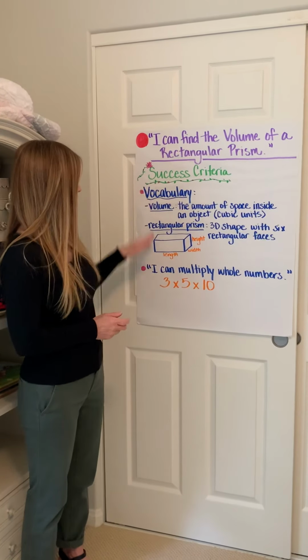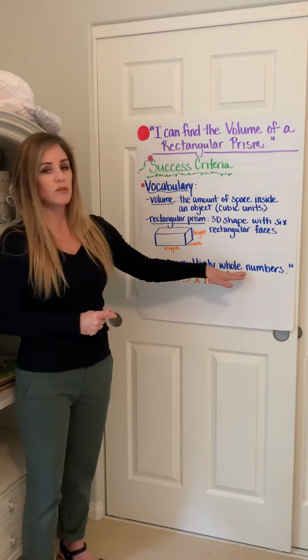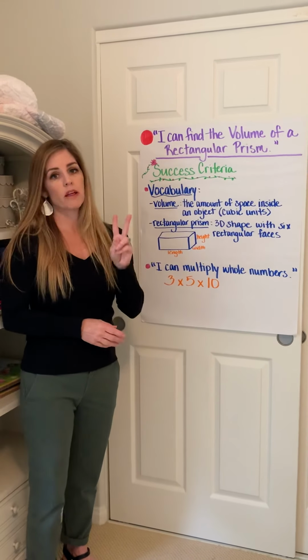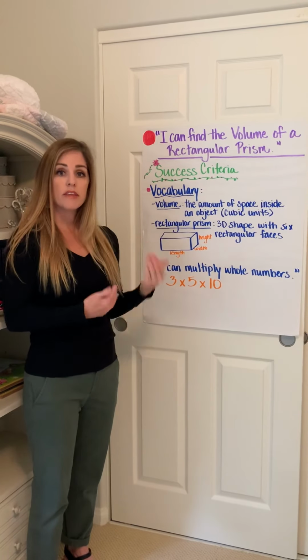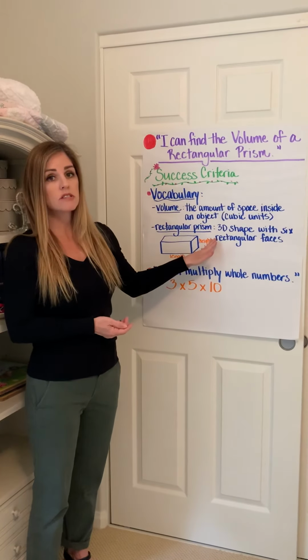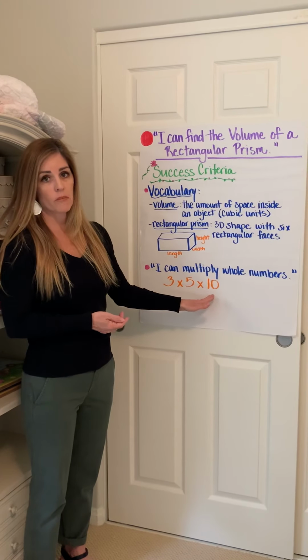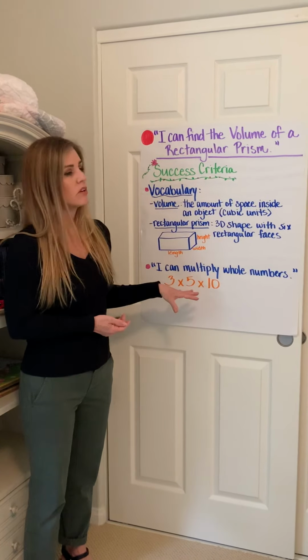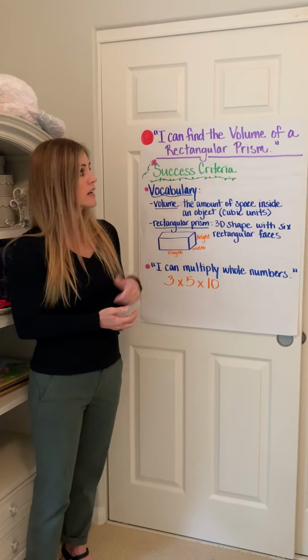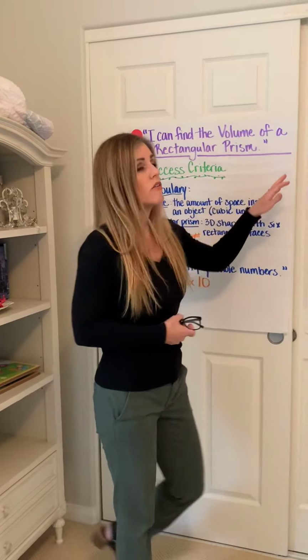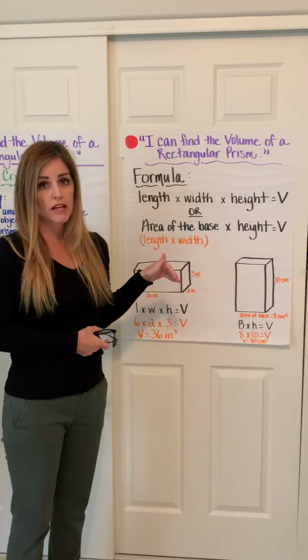All right, the other skill that we need to be able to do today is I can multiply whole numbers. We have been doing that. We've mainly been multiplying 2 whole numbers. This time with 3 dimensions, we're going to be multiplying sometimes 3 whole numbers. Okay, so now that we've reviewed our success criteria, we're ready to get started with our actual steps or formulas.